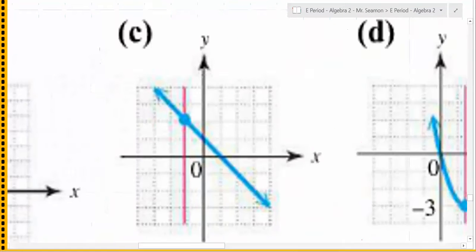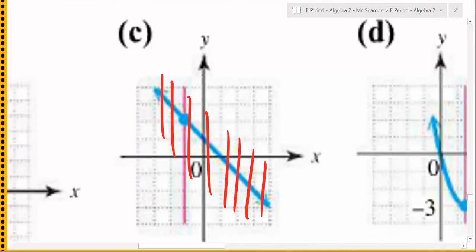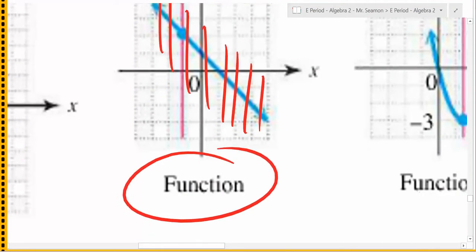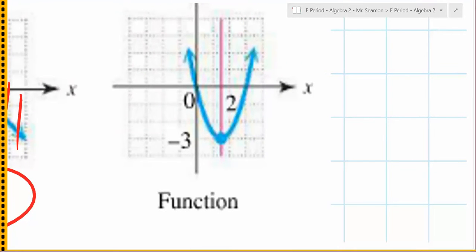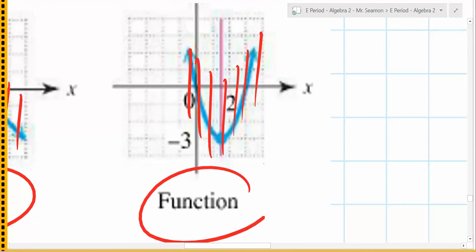Is there any vertical line here that passes through more than once? No. So guess what? It is a function. What about this one? Are there any vertical lines that pass through it more than once? No. It's never going to, so it is a function.